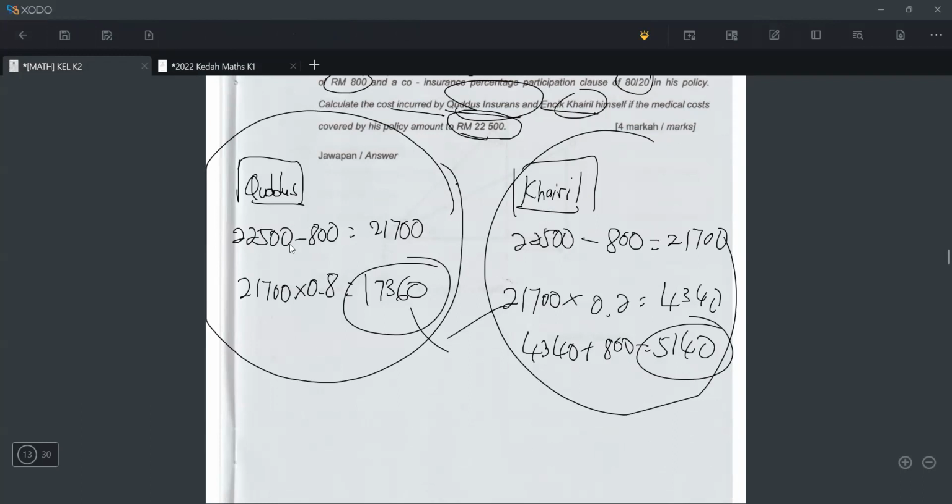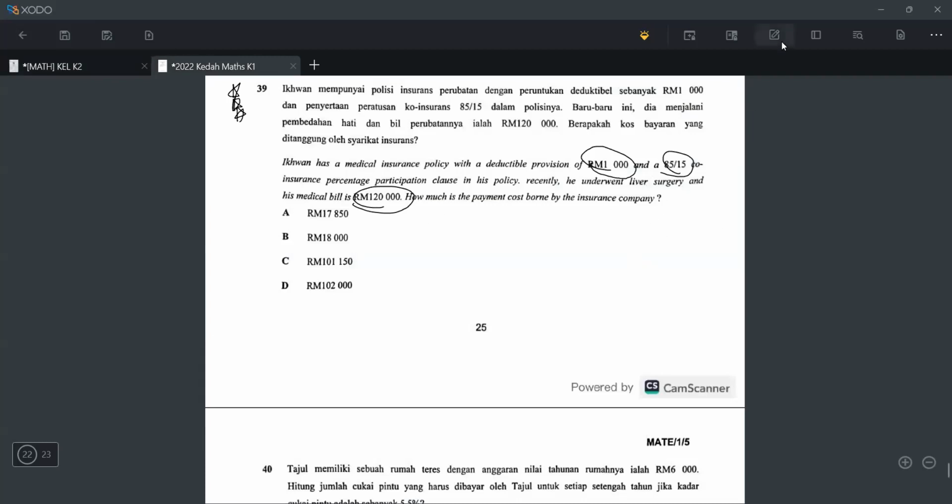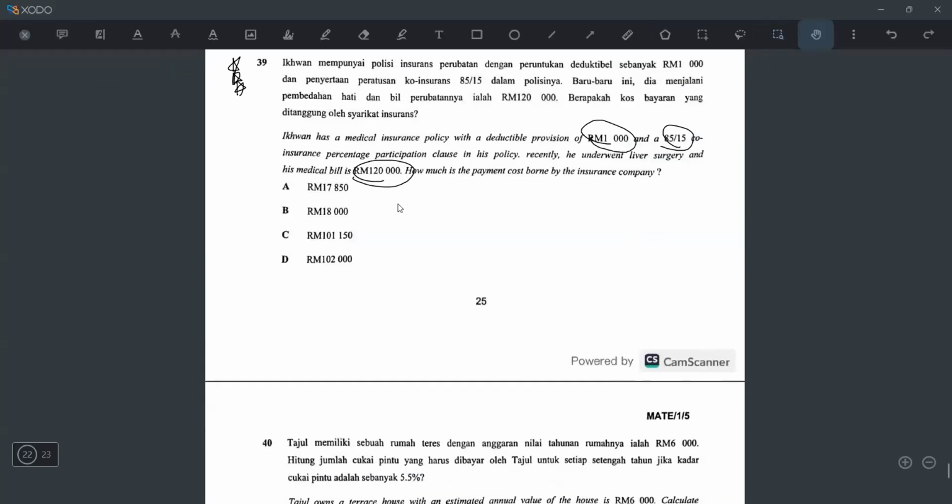Okay, it means I minus the deductible, I times with the bigger percentage, and that's all. But if it's this one, then I have to minus the deductible times with the smaller percentage. I have to plus again, because this one is the cost yang the insurance policy holder have to pay. But this one, they are not asking for the policy holder, they are asking for the company. So let's go.